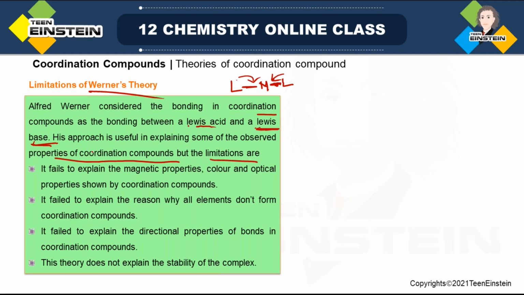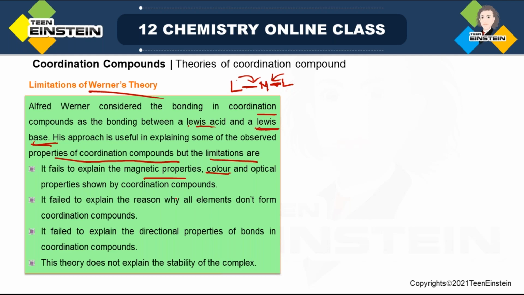So what are the limitations? It fails to explain the magnetic properties of the coordination complex, and why there are different colors. Remember, in Werner's theory we have seen the same formula, the same arrangement inside the coordination sphere and outside the coordination sphere, but the color is different because of cis-trans isomers. So why is there this type of color difference with cis-trans isomers, and why is optical isomerism also there in some cases? All these things cannot be explained by Werner's theory.